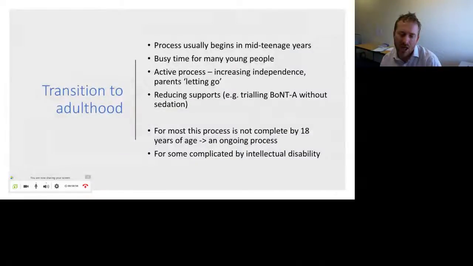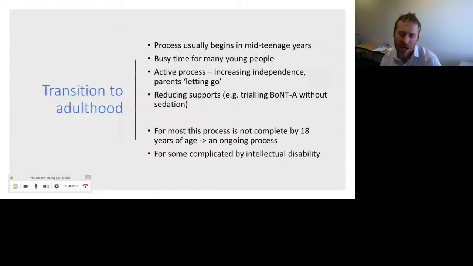So I just wanted to, again, very briefly touch on, I guess, the last 2 or 3 minutes about the process of transition to adulthood, and I guess specifically transition from child services to adult services. This is clearly a prolonged process, and discussions of this in our practice usually begin in the mid-teenage years.